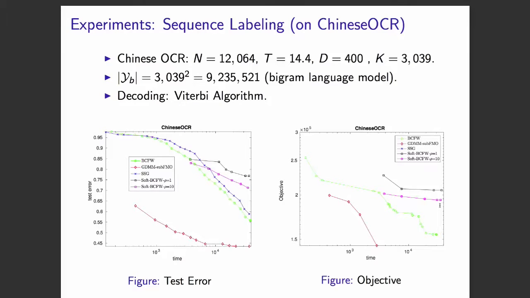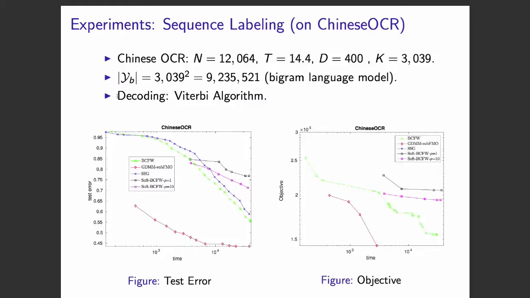So there are some experiments here. Let's see, for Chinese OCR, optical character recognition, we have 12,000 chains. Each chain has an expected length of 14, and we have a feature size of 400. The number of possible characters is over 3,000. So note that the bigram factor has a size equal to 3,000 squared, which is about 10 million.